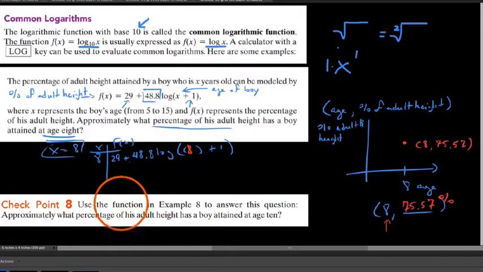So I would encourage you to now try, how about at the age of 10? Go back, plug in a 10, and see what you get here. But yes, common logs, base 10 all of the time.